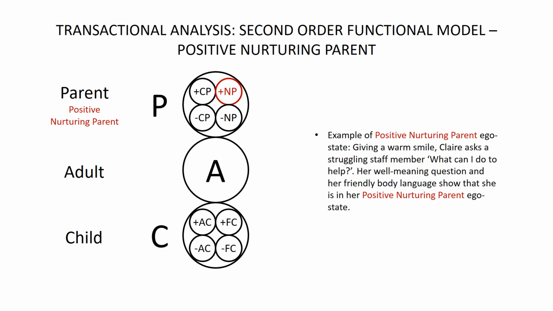Continuing with the example of Claire, she has a staff member who is struggling with his workload. Talking to him, she asks, "Is there anything I can do to help?" and gives a warm, open smile. Her genuine, well-meaning question and her inclusive, friendly body language indicate that she is in a positive nurturing parent ego state.